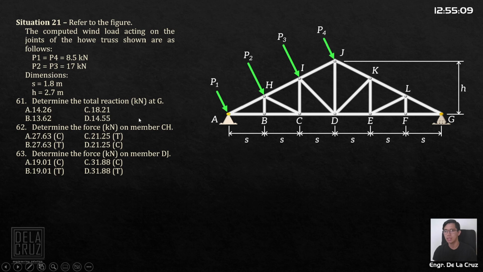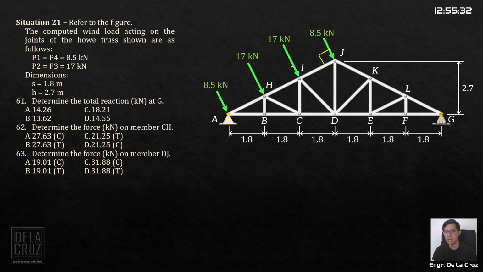So, tanong dito, the total reaction at G, support G, the force on member CH, and the force on member DJ. Lagyan muna natin ng values. Okay, by the way, these are wind loads. So, the wind loads are always acting perpendicular to the roof. Perpendicular yan, yung assumption natin.